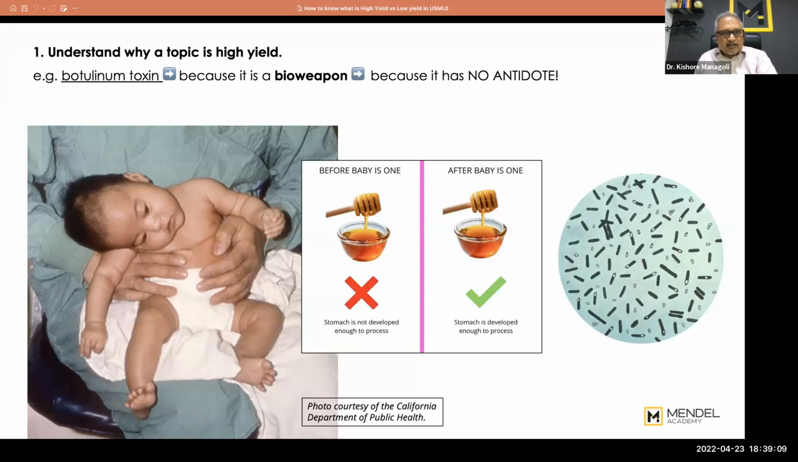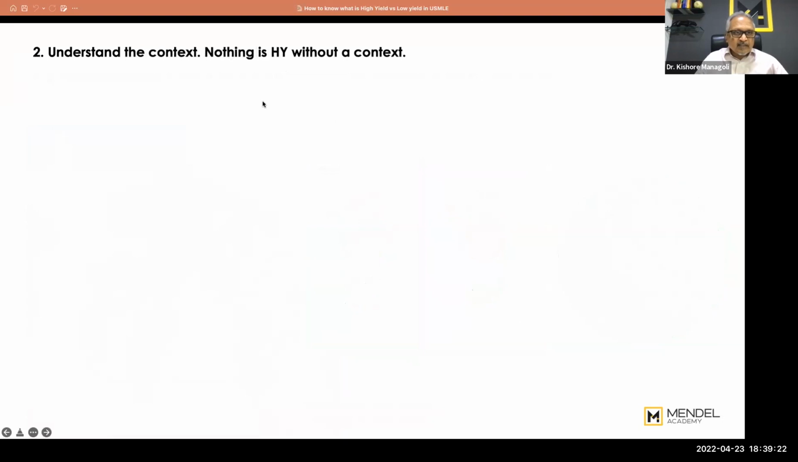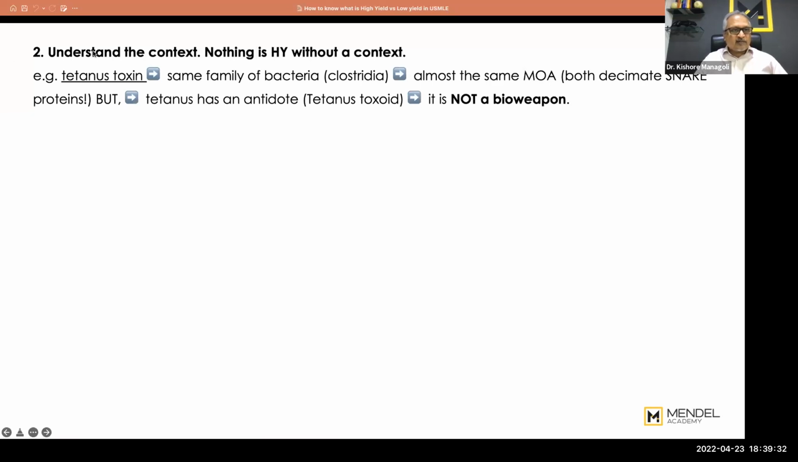Why is it a bioterrorism weapon? Because it has no antidote, right? So because it is a bioweapon, it is high yield. And if you want to understand this, dive deep in, understand the context. As I said in the earlier example of medulloblastoma versus a pilocytic astrocytoma, nothing is high yield without that proper context. Here we have a very beautiful context, and that is tetanus toxin.